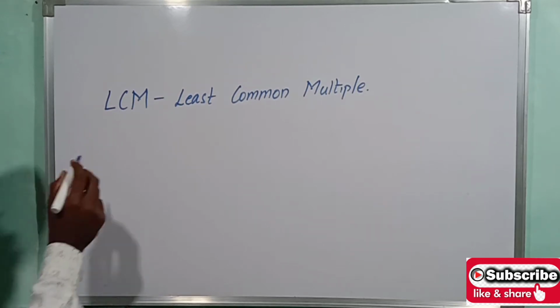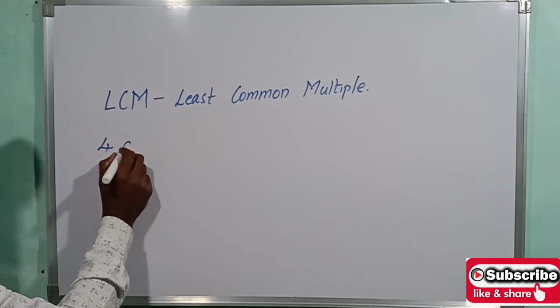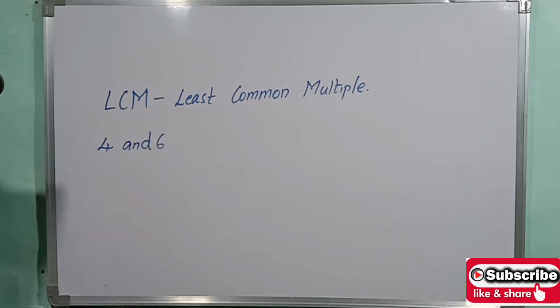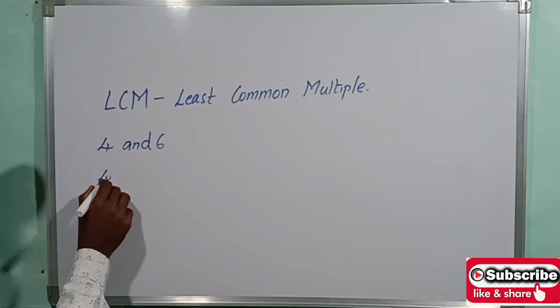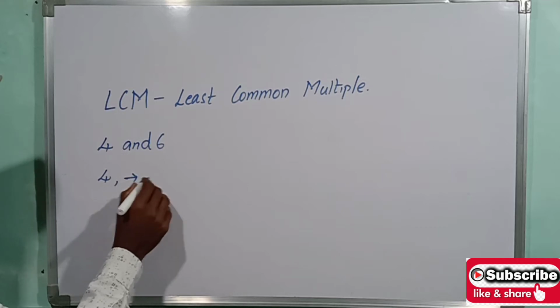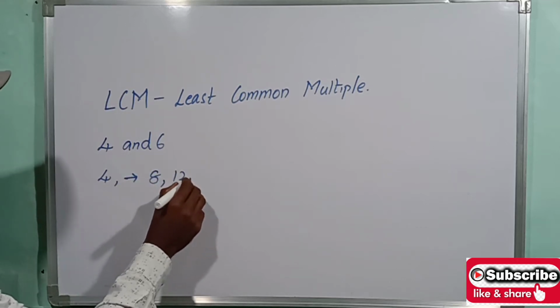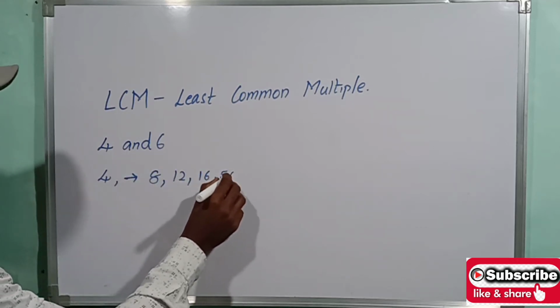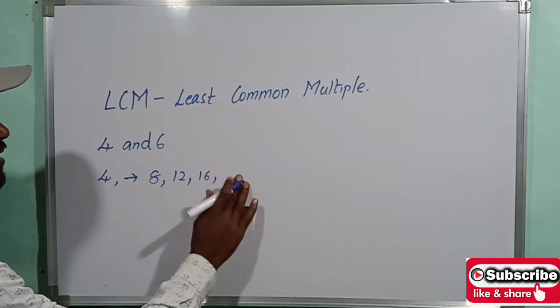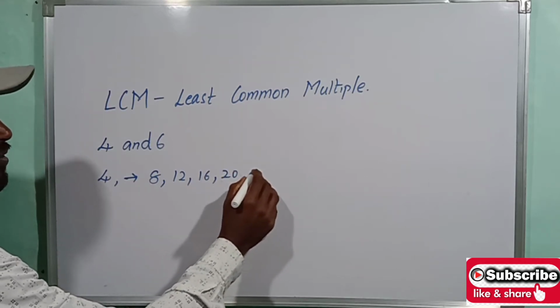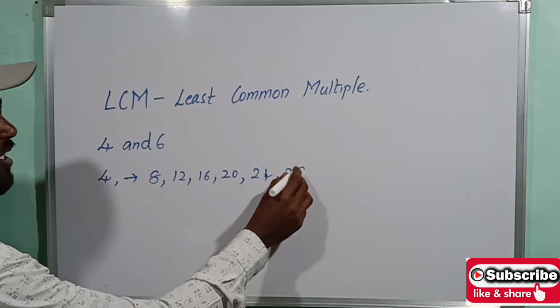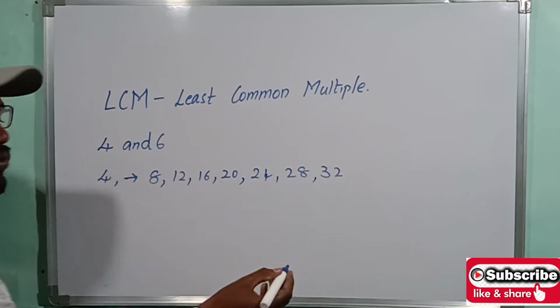Now let us take two numbers, 4 and 6. First write the multiples of 4. The multiples are 4 2s are 8, 4 3s are 12, 4 4s are 16, 4 5s are 20, 4 6s are 24, 4 7s are 28, 4 8s are 32, and so on.